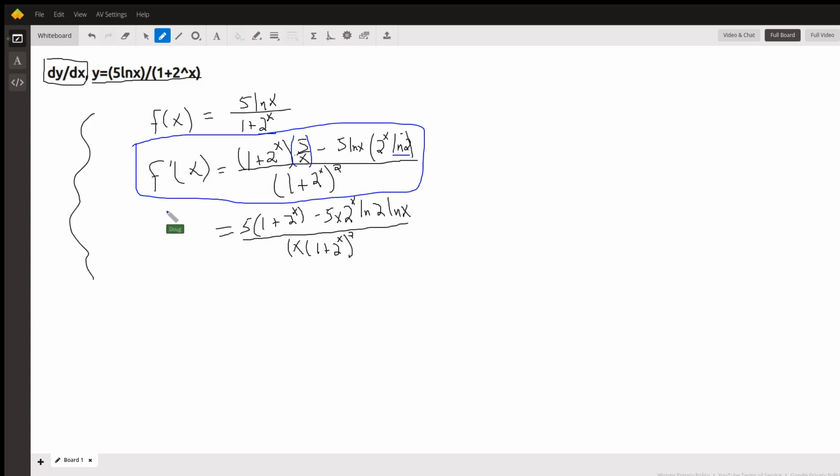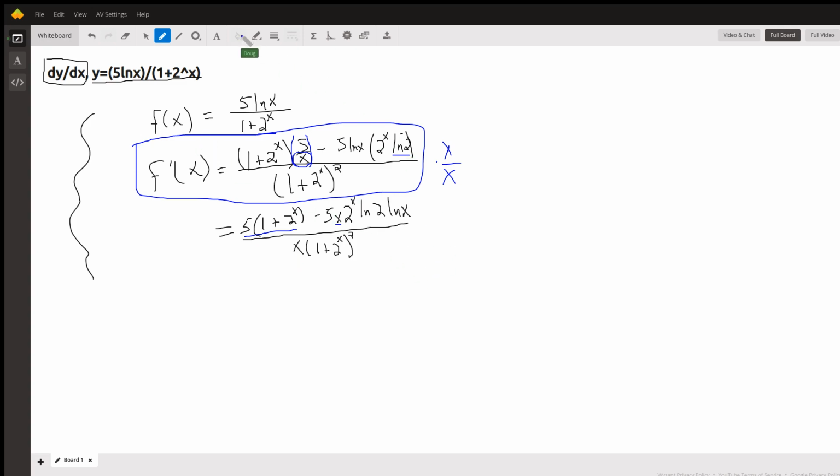You could make an attempt to simplify it by multiplying numerator and denominator by x to clear the equation of this complex fraction. So if I multiply every term by x, this is what this term becomes, minus 5. There's the x that I introduced by this multiplication. 2 to the x, ln of 2, ln of x, all over x times 1 plus 2 to the x, the quantity squared.